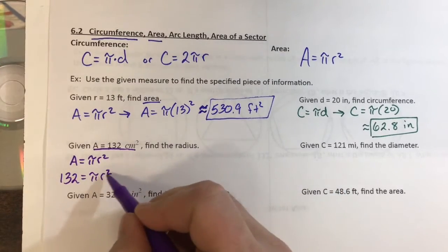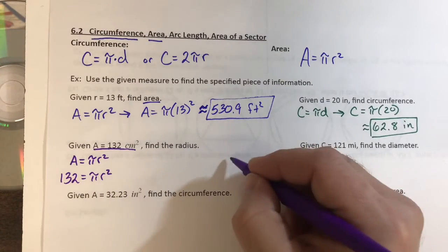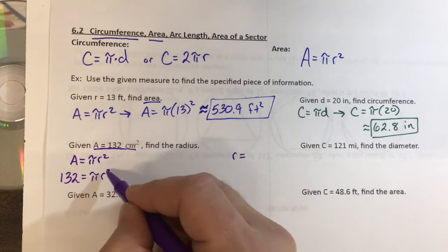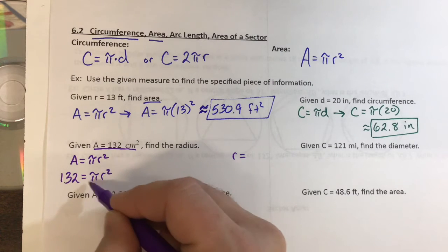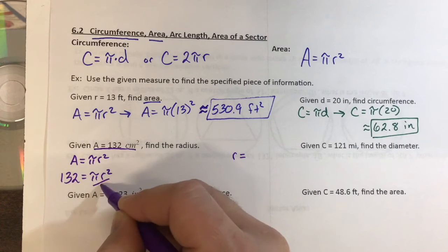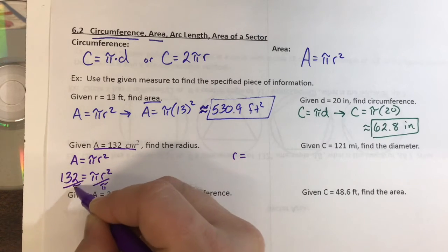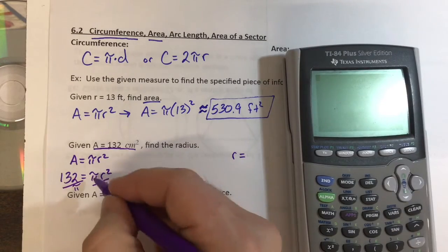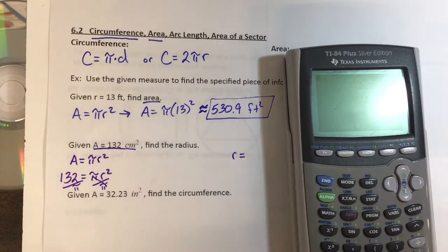So we have to work backwards to get r by itself. I want to eventually get r equals my answer. So in order to do that, we have to undo times pi and undo the exponent. The first part we will undo is the times pi. So we divide both sides by pi. And we can do that in the calculator. On this side it just cancels, but we're going to do 132 divided by pi.